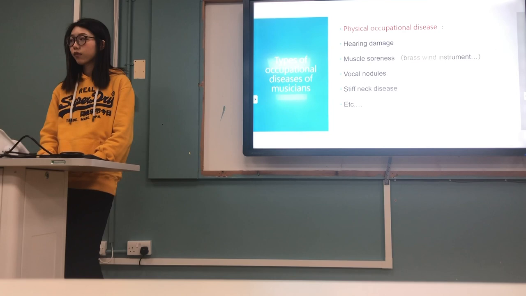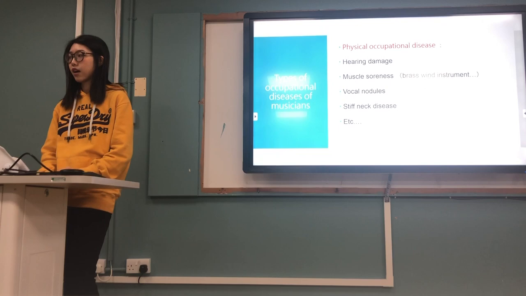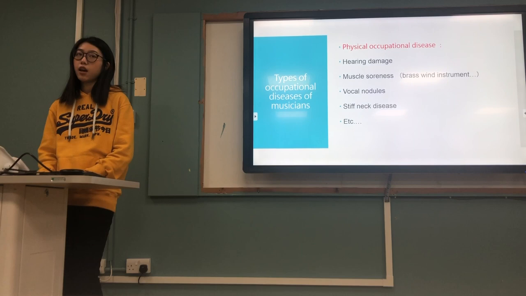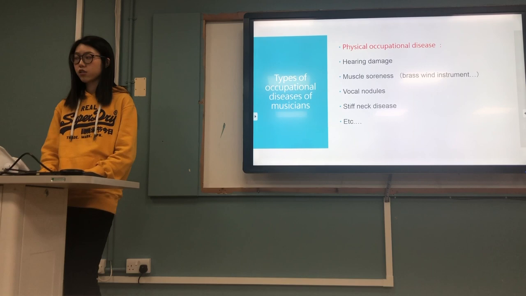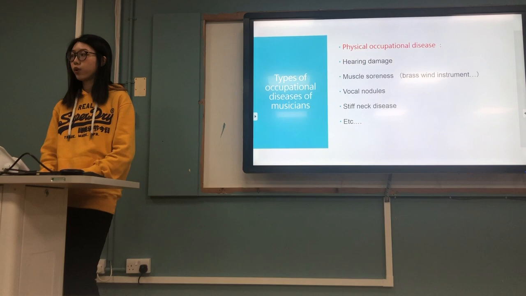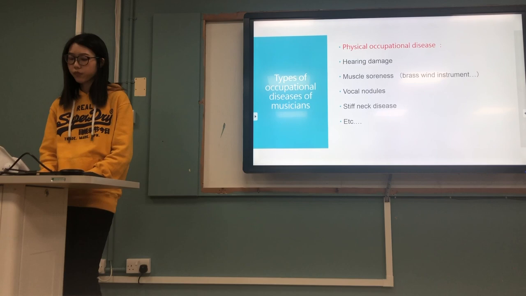And next is muscle soreness. In muscle soreness, I think some musicians who play brass wind instruments may have this disease. And some musicians who are singing will have vocal nodules. And next is stiff neck disease. Some musicians who play violin will have this disease, and so on.